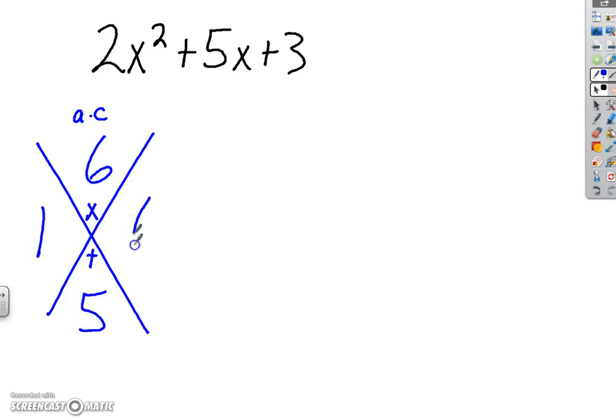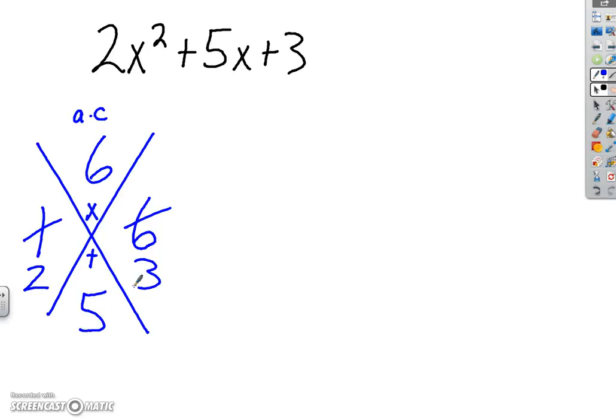Well, what about 1 times 6? Does that work? 1 times 6 is 6, but 1 plus 6 isn't 5, so that's not going to work. It can't be 1 and 6. Well, what else? 2 times 3 is 6, and 2 plus 3 is 5. So our factors are 2 and 3.